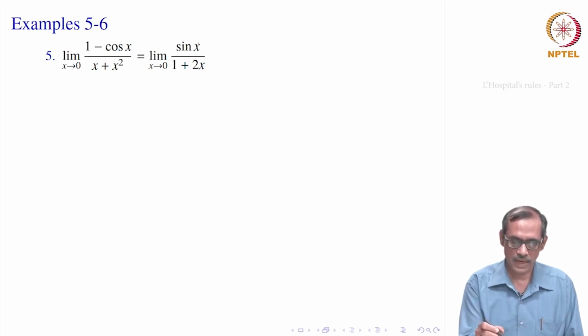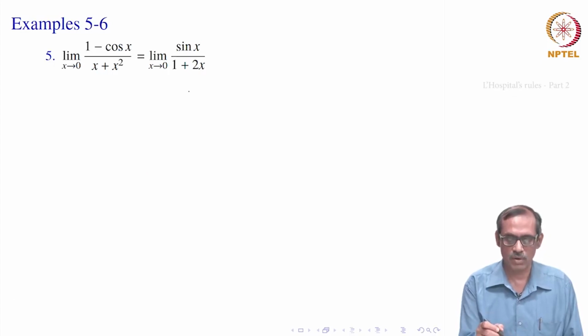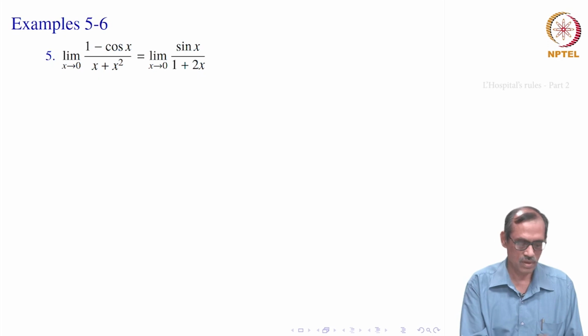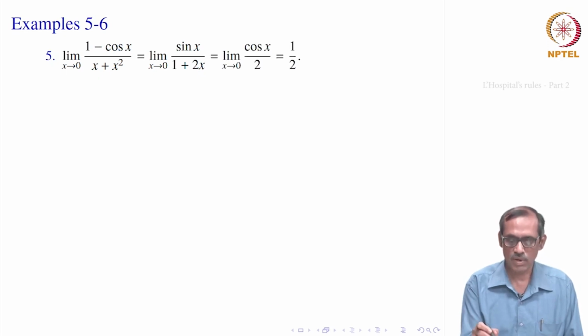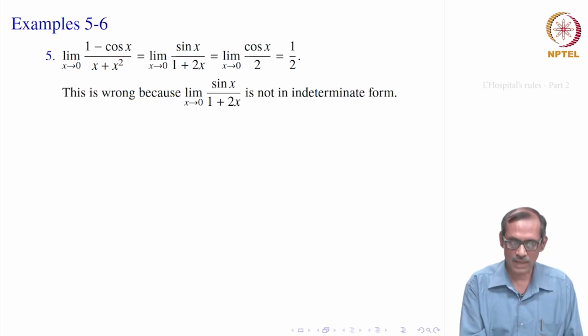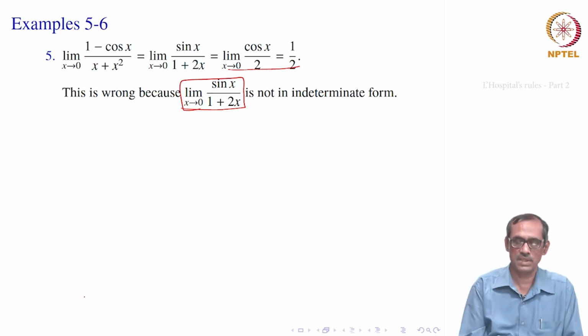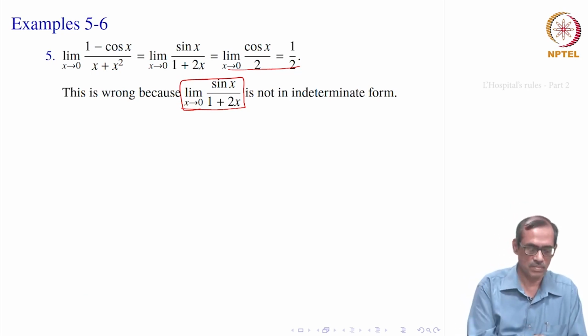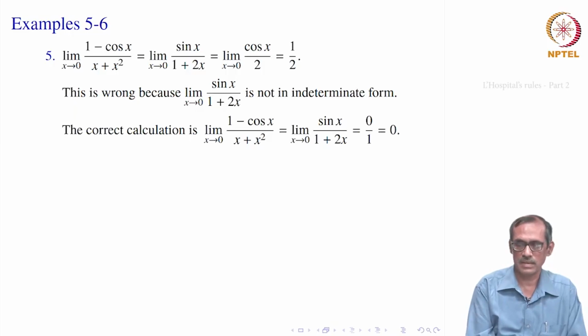Here sin x of course gives 0, but the denominator does not give 0. So, we cannot apply L'Hopital's rule, but we do not need to. If x goes to 0, the top goes to 0 and the bottom becomes 1. So, it should be 0. But if you go in a wrong way, that would give cosine x by 2, since sin x gives cosine x, and it will be half, which will be wrong. The reason is this is not in the indeterminate form 0 by 0, so its limit should be equal to 0 really, as you see.